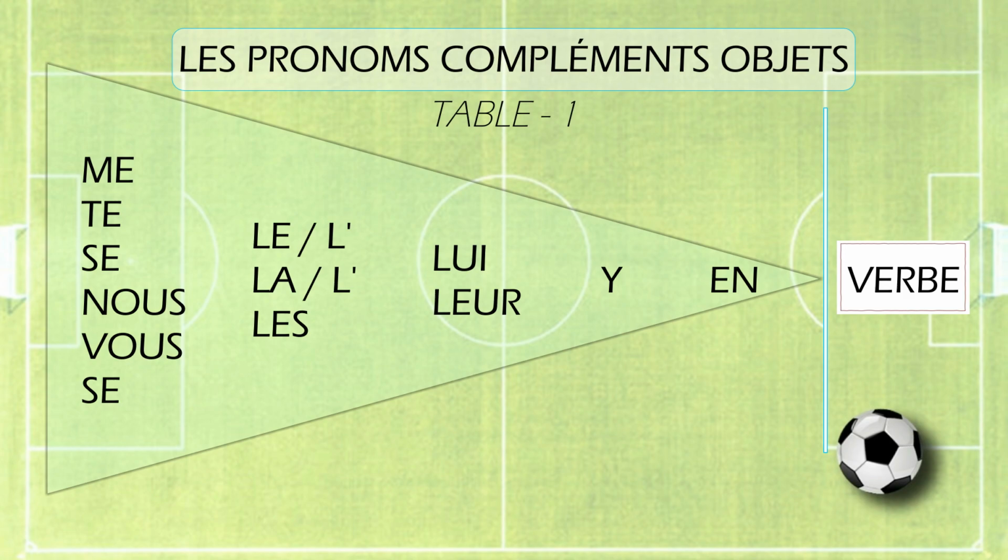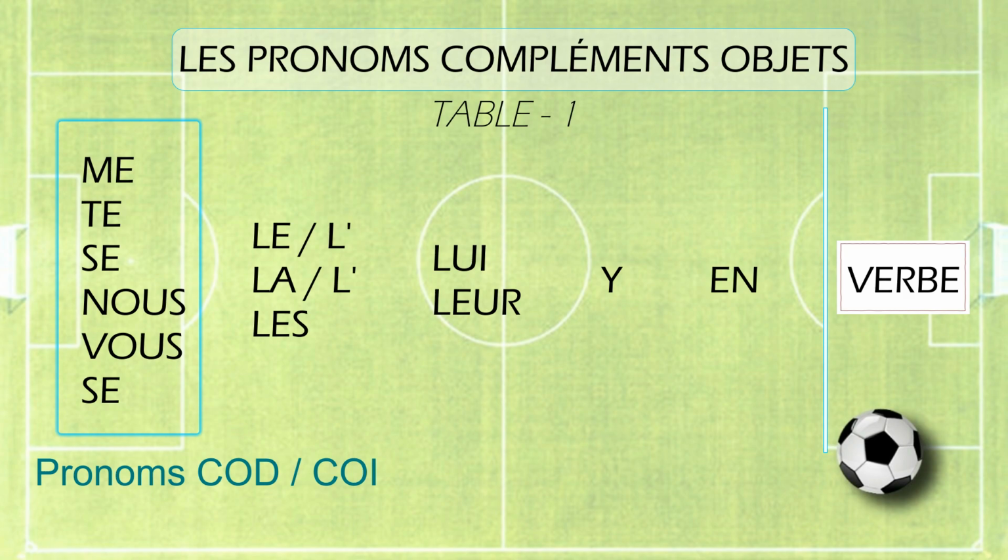Excellent! Look at these 11 football players. Ce is an extra player. If this twin brother Ce gets injured, he will jump in. In this table, I have kept all object pronouns together, pronom COD and pronom COI and pronom complément adverbial. Let's now try to discuss in detail table 1 of object pronouns.